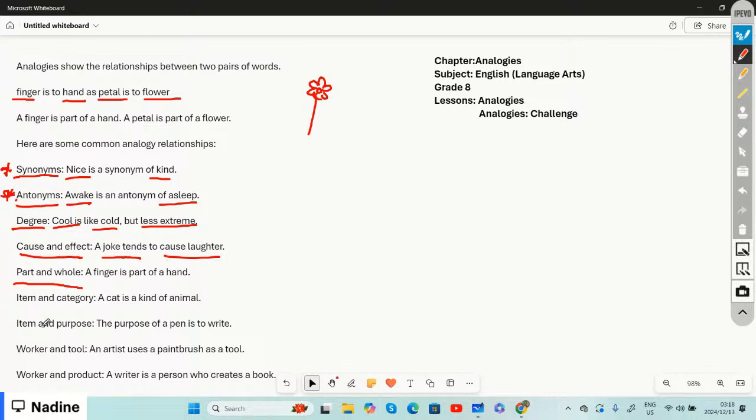Then we have categories and item. It says a cat is a kind of animal, just like a dog is a kind of animal. And then we have an item and a purpose. Item and purpose.